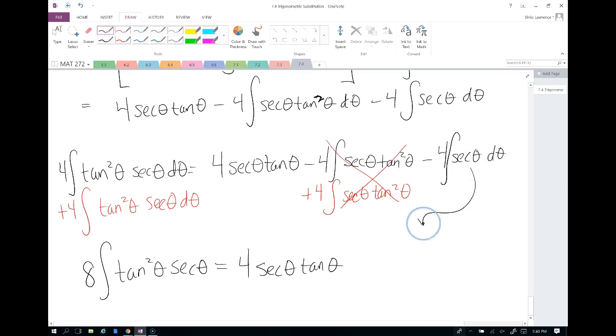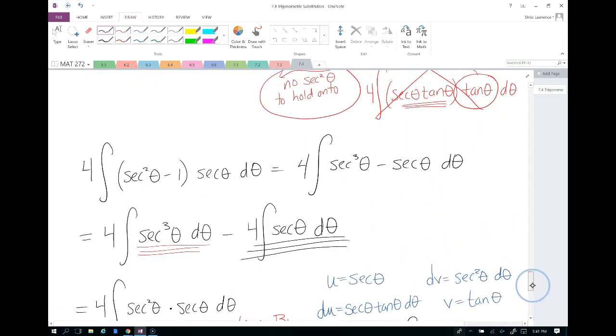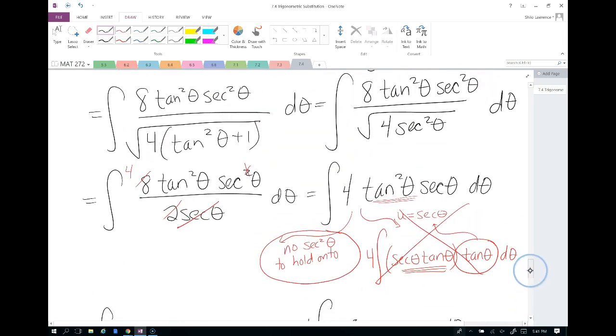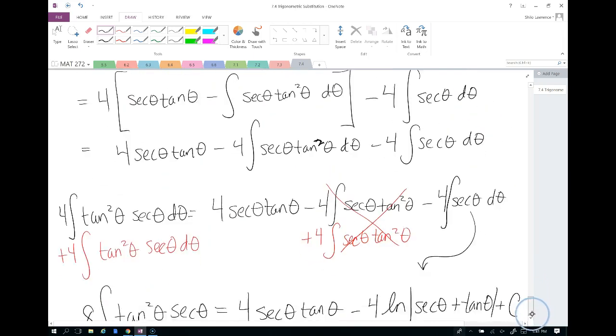I'm going to go ahead and do this integral while I'm at it. I've got minus 4 natural log of secant theta plus tangent theta. And again, that is from a table in our textbook. Now this is not our answer, because what we were originally trying to figure out was what the integral of 4 tan squared secant is.